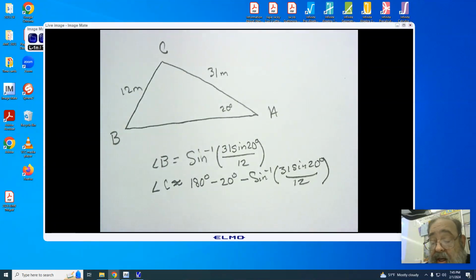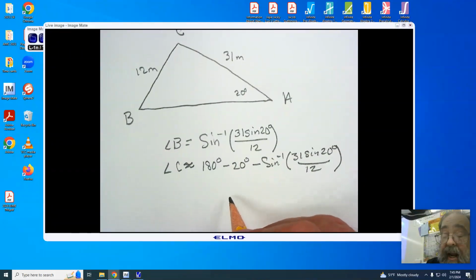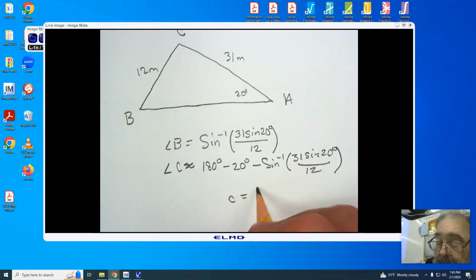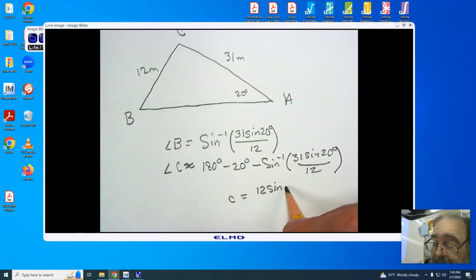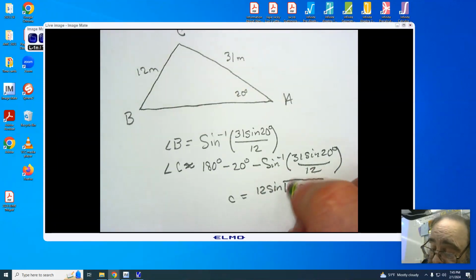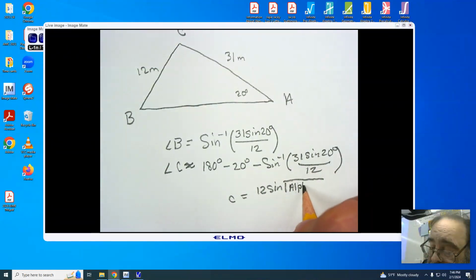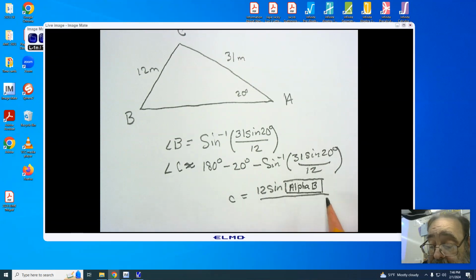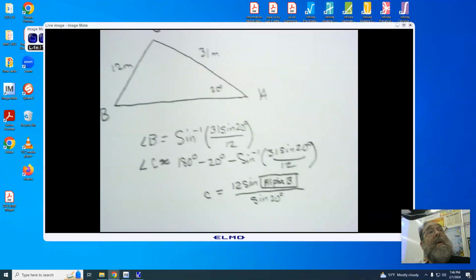But I have to find side C. In order to find C, I have to work with the law of sines again. C has to be equal to 12 times the sine of Alpha B, and I forgot my L. Alpha B, just to remind me. And then I'm going to divide it by the sine of 20 degrees. And this is what we're going to put into our calculator.